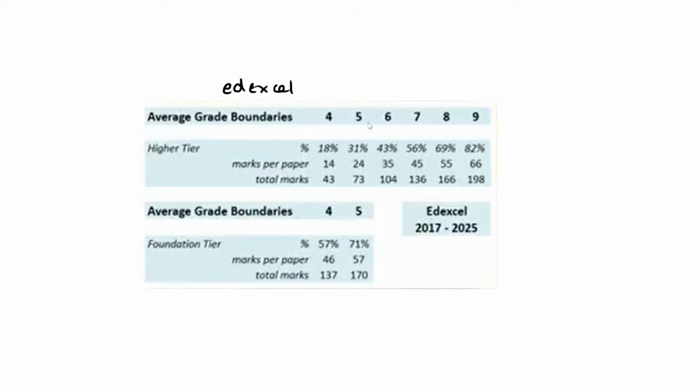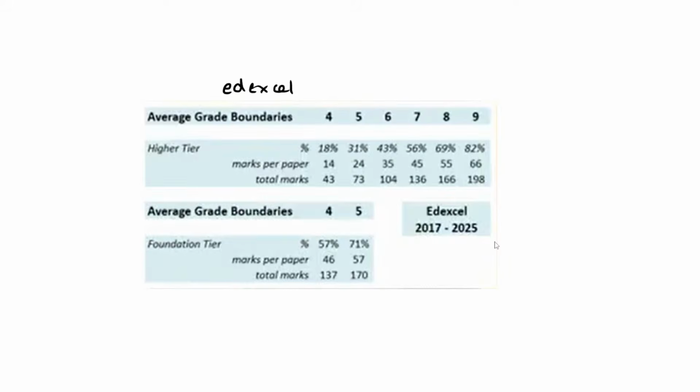So you can see there for 4, 5, 6, 7, 8, 9 for higher tier, and for foundation, if you're looking for a 4, 46 marks per paper, that's 57%. So again, round that up to like 50, 55, just to be safe, just to cover yourself. So if anyone was looking for the average Edexcel grade boundaries from 2017 to 2025, those are what they are.